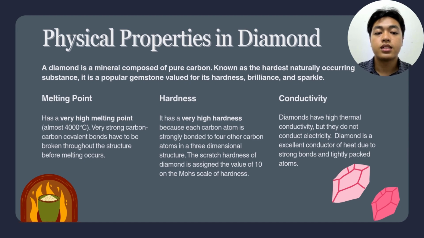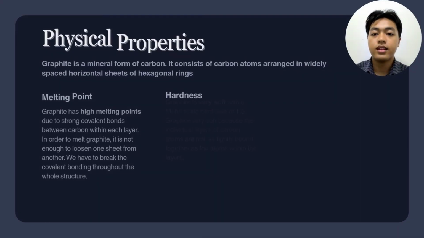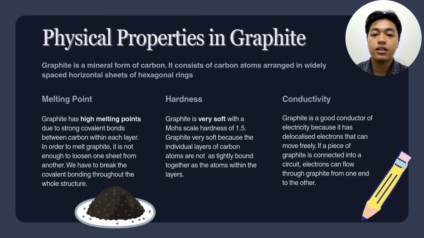For the conductivity, diamonds have high thermal conductivity, but they do not conduct electricity. Diamond is an excellent conductor of heat due to strong bonds and tightly packed atoms. The next one is physical properties in graphite. Graphite is a mineral form of carbon. It consists of carbon atoms arranged in widely spaced horizontal sheets of hexagonal rings.